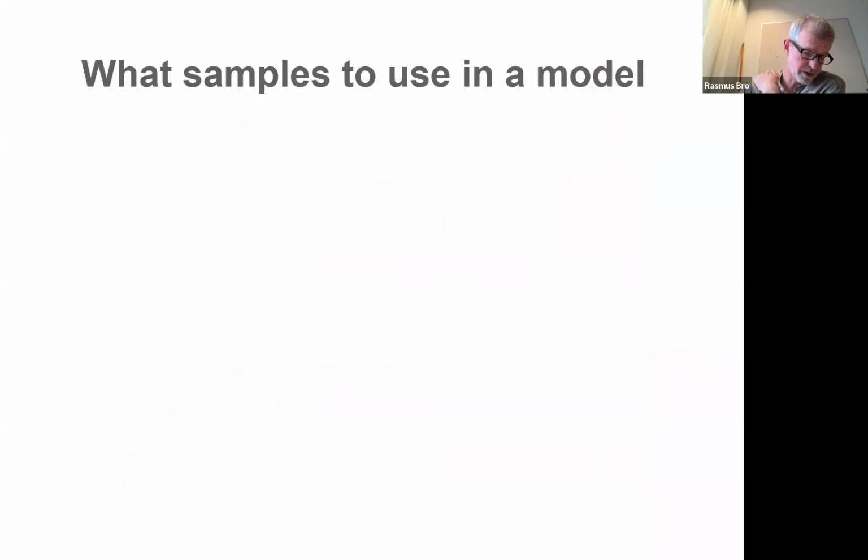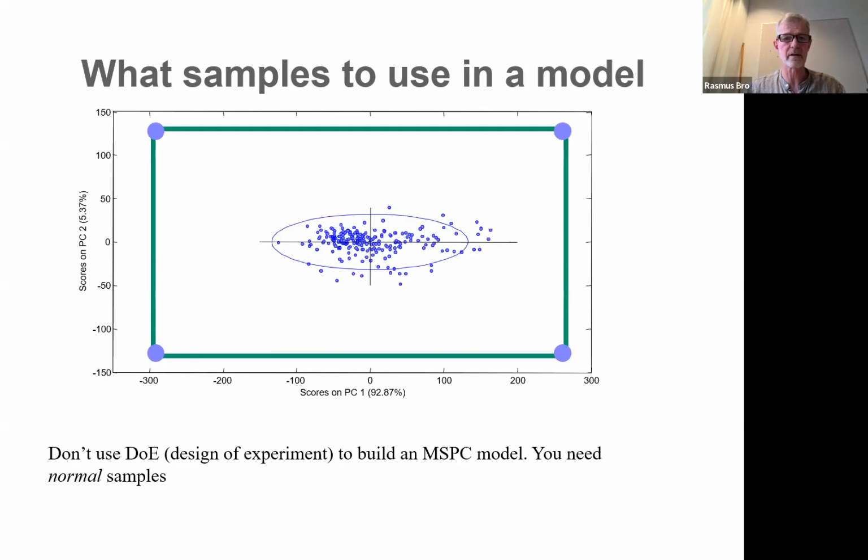Talking about scores and samples, one important thing is what sample you should use in a model. And there's sometimes this misunderstanding that you have to use design of experiments when you build models. Now, I would like to at least add some details to that. And I'm going to use maybe some slightly silly examples. But anyway, if you're doing MSPC, and I don't know if you're familiar with MSPC, but that's multivariate statistical process control. So let me give you an example.